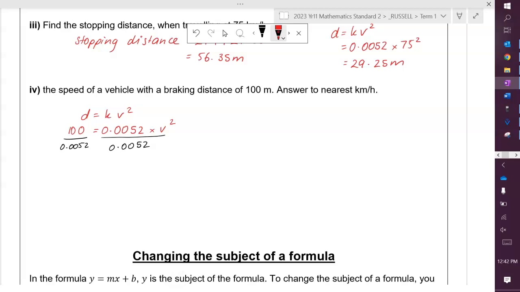Then I'm going to find what V is by putting all of the left-hand side into a square root, because it's V squared. In order to find V, I need to find the square root. The reason I'm going to do this all in one go is so that I don't end up with any messy decimals, which might change my answer slightly. If I put all of this into my calculator, I get 138.675 continued, but I want it to the nearest kilometre. So it's going to be 139 kilometres per hour.